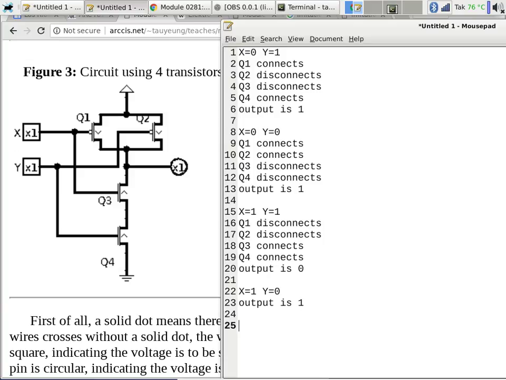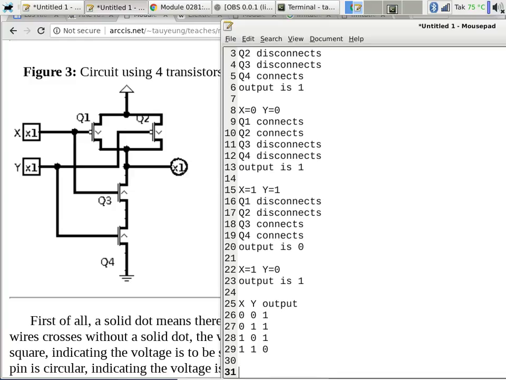So the truth table has x being an independent variable, y being an independent variable, output being the dependent outcome of the gates. So 0, 0 has an output of 1, 0, 1 has an output of 1, 1, 0 has an output of 1, 1, 1 is the only time when we have an output of 0.